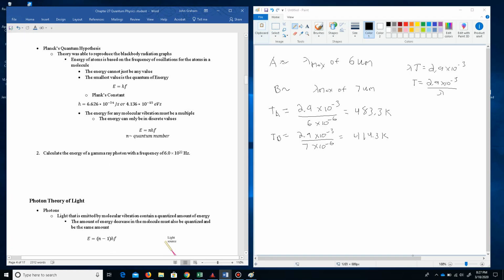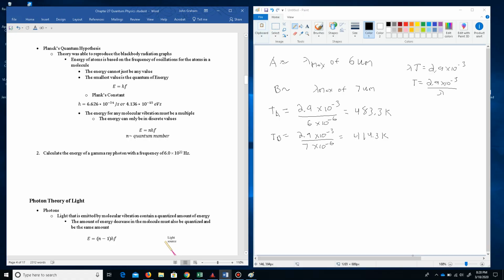Right. And then now what really gets into the quantum is when Planck came up with his quantum hypothesis. This was a theory that was able to reproduce the black body radiation graphs. Because before this, they couldn't figure out why what was happening would happen.